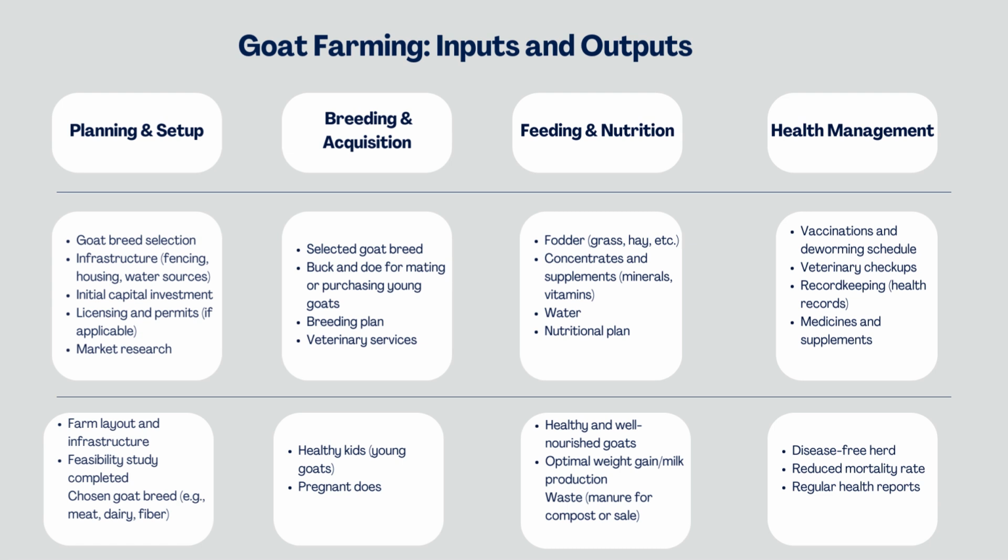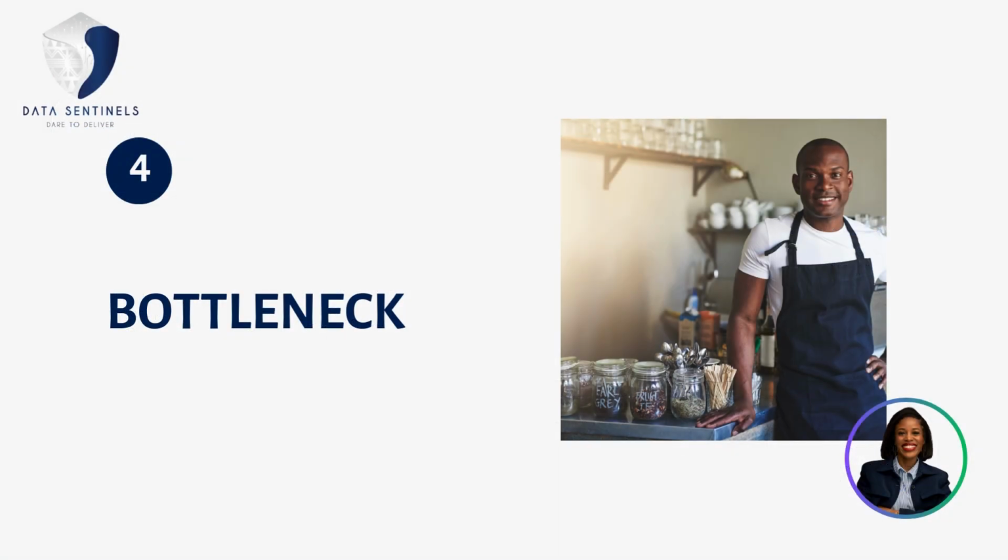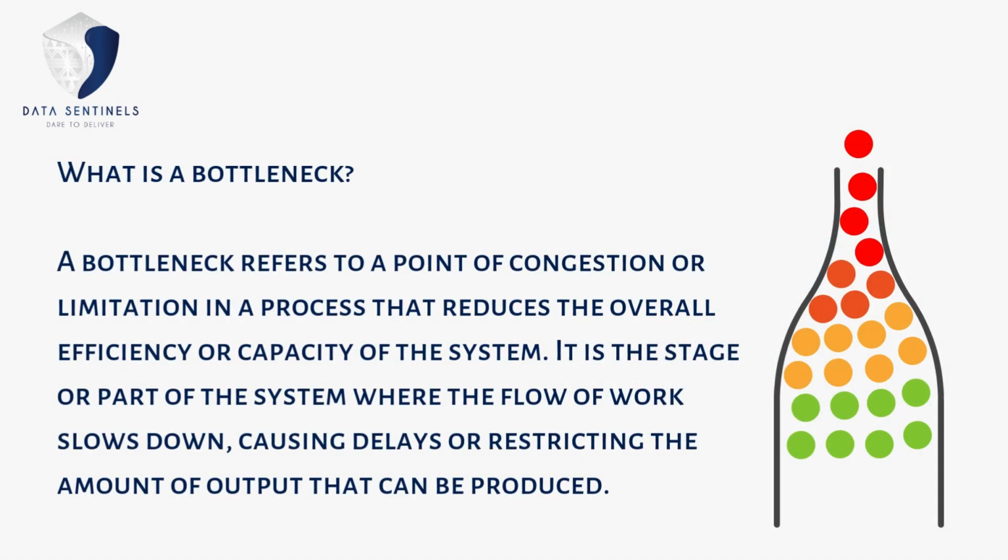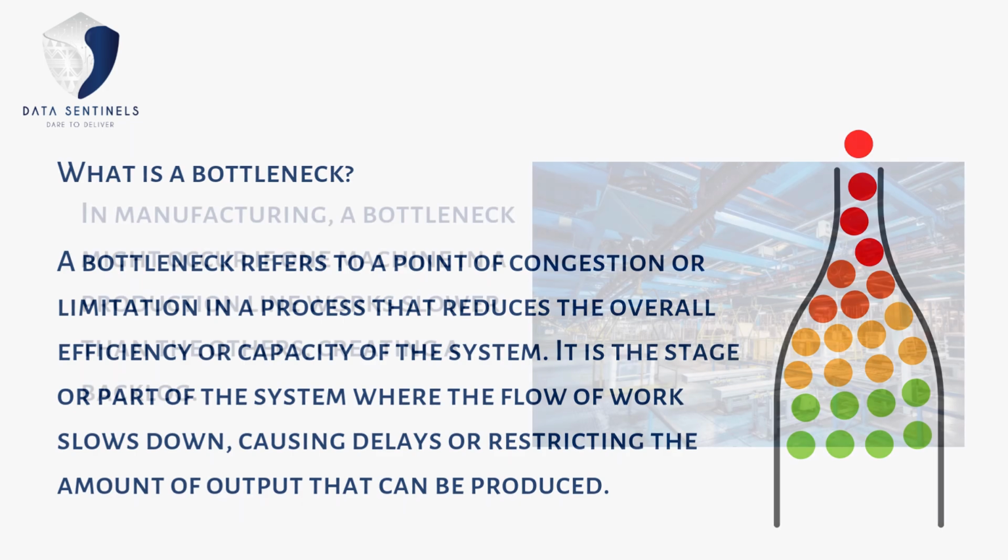So when we're looking at processes in general, we also need to identify any bottlenecks. These are opportunities for us to actually improve our process. So what exactly is a bottleneck? A bottleneck refers to a point of congestion or limitation in a process that reduces the overall efficiency or capacity of the system. It is the stage or part of the system where the flow of work slows down, causing delays or restricting the amount of output that can be produced.